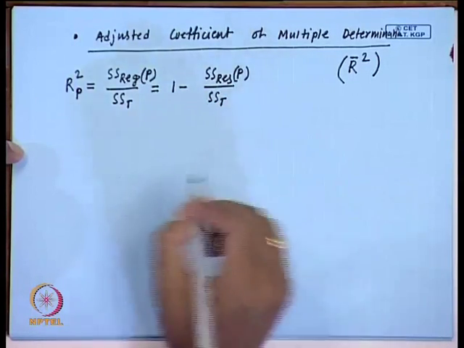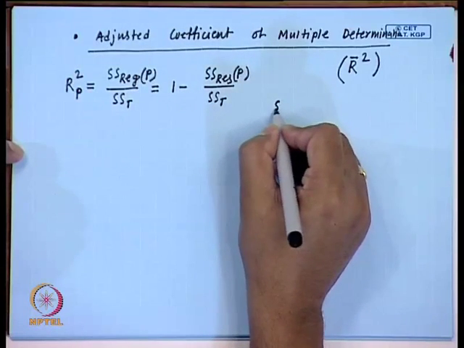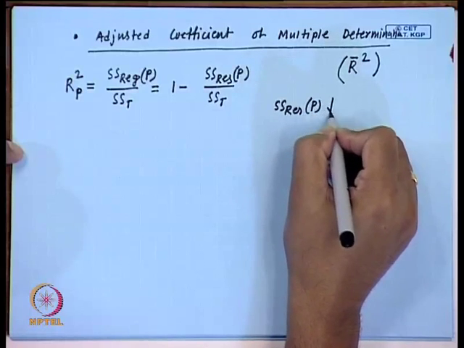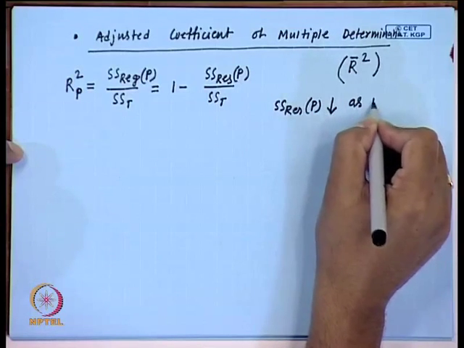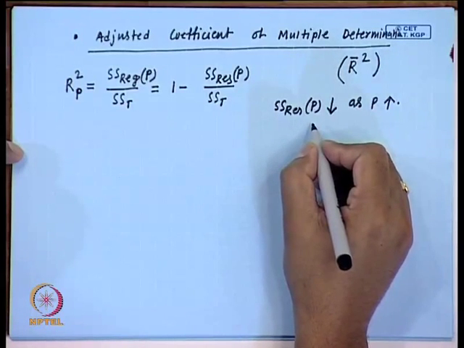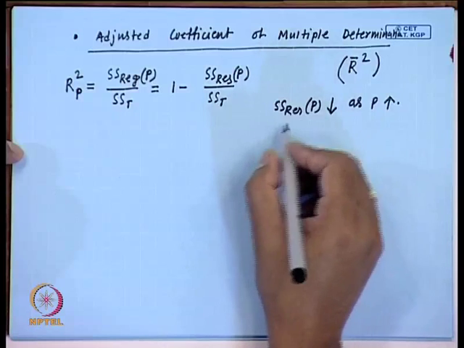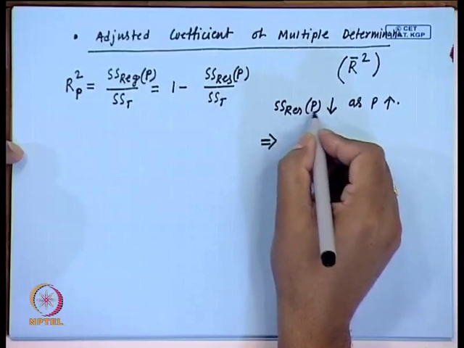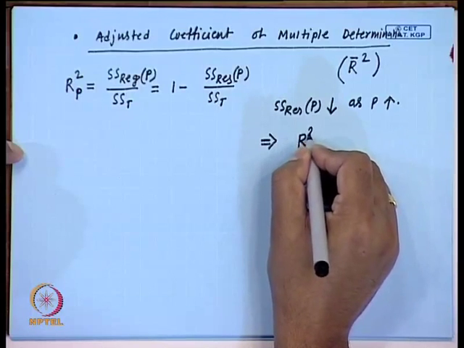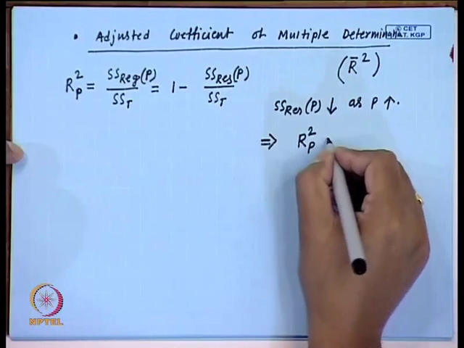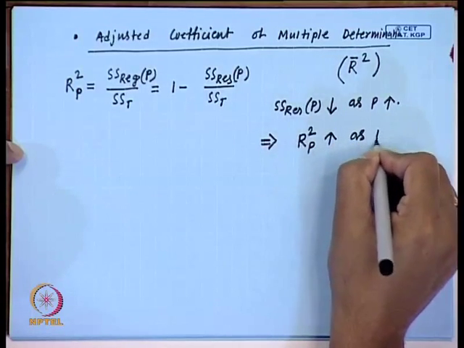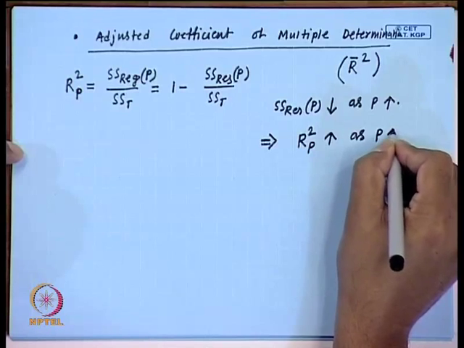Now, what we know is that SS residual p always decreases as p increases. So, from here you can say that this statement implies that the coefficient of determination R square p always increases as p increases.